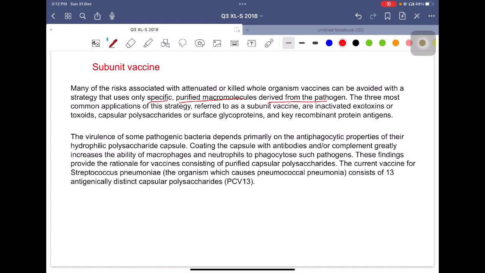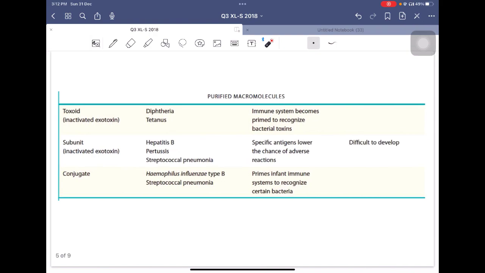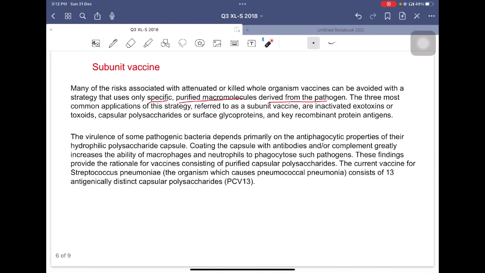There are three most common applications of subunit vaccine. One is the inactivated exotoxins or toxoids, the capsular polysaccharides or surface glycoproteins, and key recombinant protein antigens. So, recombinant protein antigens, polysaccharide antigens, or toxoids. So, we will first talk about toxoids.